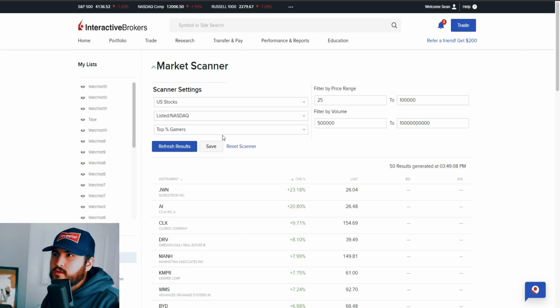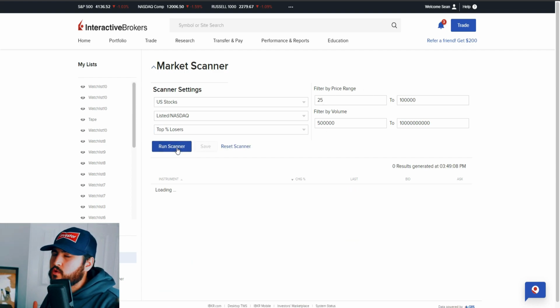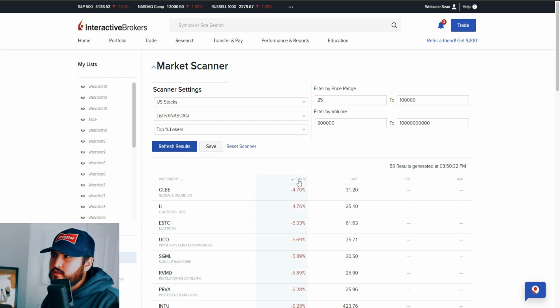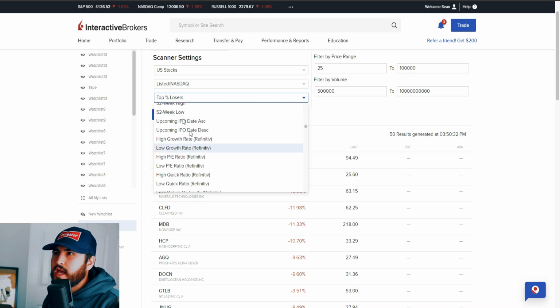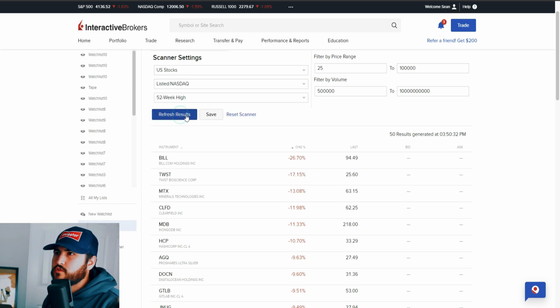Now, another scanner, very similar, top percent losers. You're just going to change it. We'll keep all of the filters the same, and we will refresh results. Again, sort through percent change, and you can see the biggest loser on the day is BILL at a 26.7% drop on the day. Another screener that I like to look at is the 52-week high and 52-week low. We refresh results.